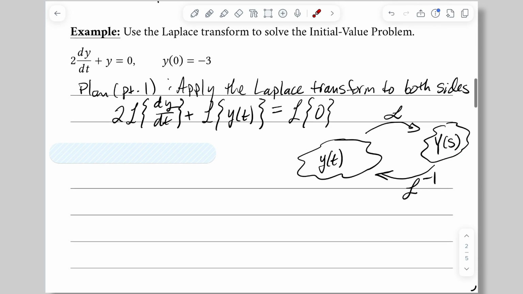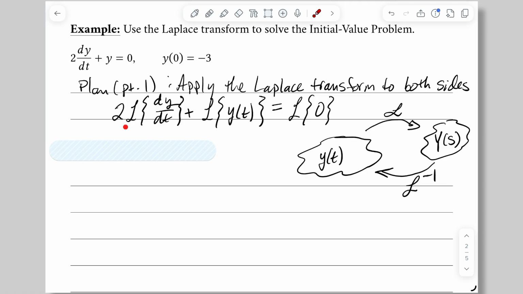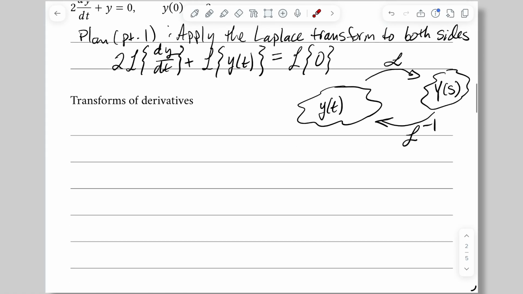And in order to see what I mean there, we have to talk more about what we just wrote down. 2 times the Laplace transform of dy/dt. And right now, we're already stuck. We don't have a transform for a derivative, but that's where we are now. We're going to look at how to transform a derivative. I know we're looking at this as dy/dt, but I'm going to develop this in terms of f.